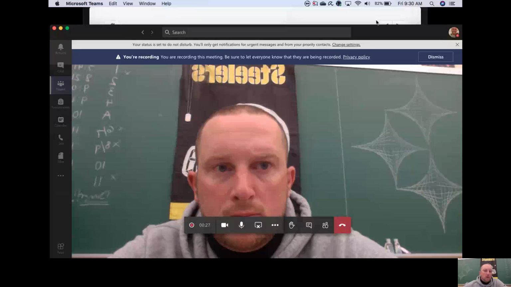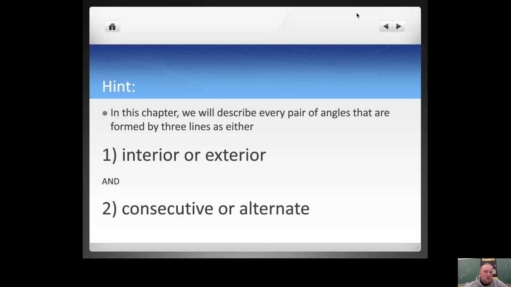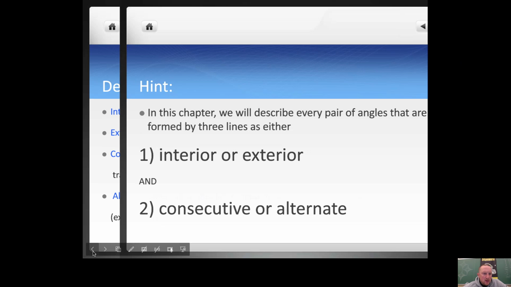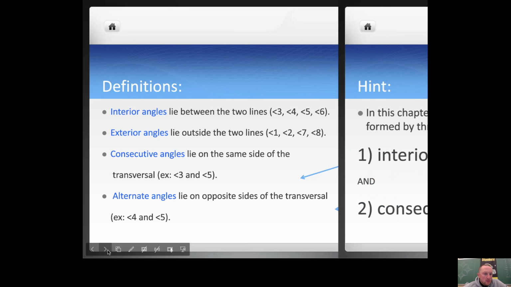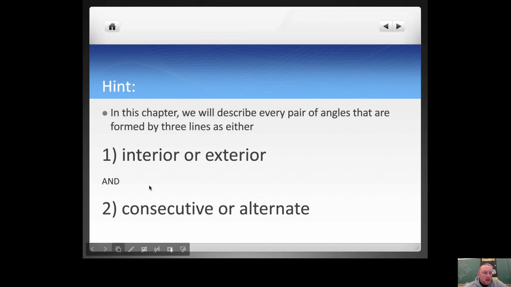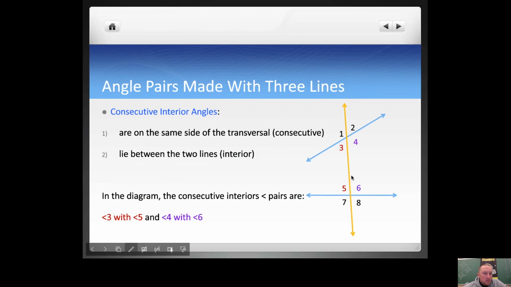This will be part 2 of our video for our lesson on section 4.2. Last video, we talked about identifying our angles as interior or exterior, or as consecutive or alternate. And we're going to do that for every pair of angles that we see. So we're going to pick one of these and pick one of these and go with an angle pair made with 3 lines. So here's our first one, consecutive interior.